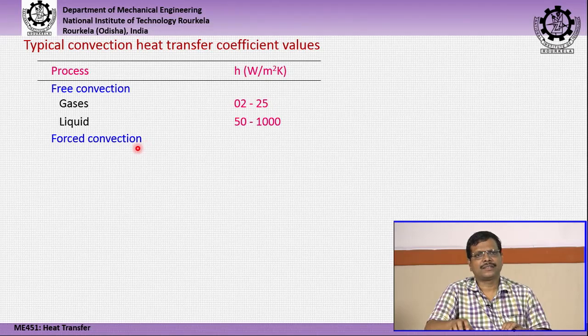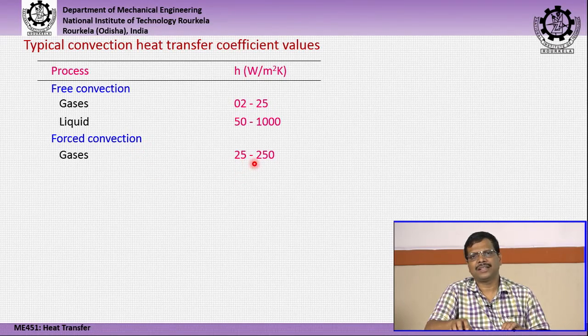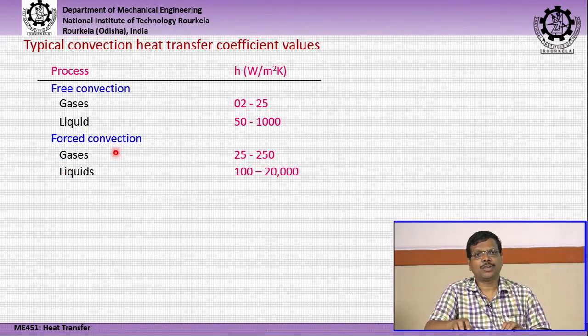For forced convection for gases, the convective heat transfer coefficient will lie in the range of 25 to 250, and for liquid it will increase to the range of 100 to 20,000. In case of forced convection, the heat transfer coefficient increases many times compared to free convection, and because of this the total convective heat transfer in case of forced convection will be much higher compared to heat transfer by means of free convection.